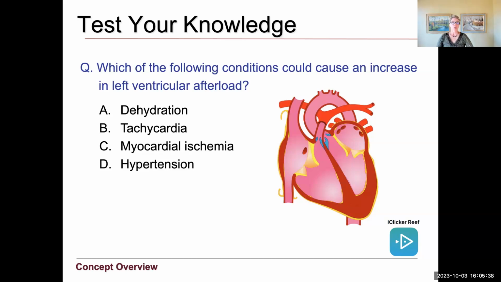Now, C is an important one. I always put it in there because I want you to remember the difference between oxygen supply and oxygen demand. Myocardial ischemia, caused usually by coronary artery disease, will decrease oxygen supply to the ventricles, okay? All these other workload parameters, increased preload, increased afterload, and tachycardia, will all increase myocardial workload. That's demand, okay? So just giving the heart less oxygen doesn't affect the workload.